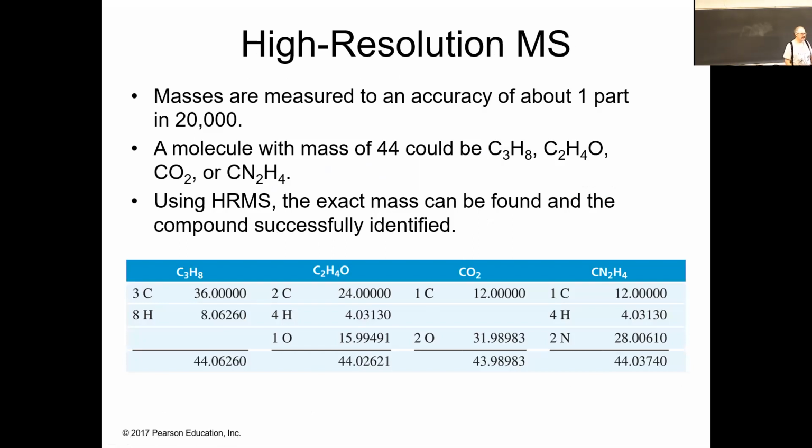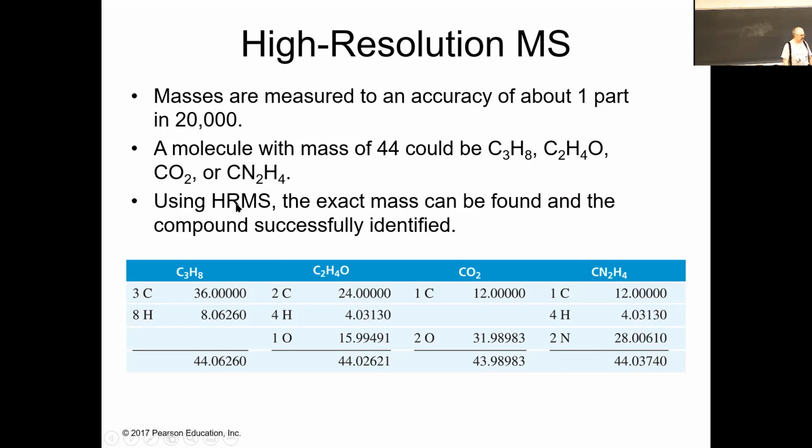Right, in high resolution mass spectrometry, okay, which we don't have here at Emporia State, masses are measured to a very high accuracy of about 1 part in 20,000. And where that's important is if we look at a low resolution mass spec and we get a mass of 44, okay, that could be any one of these 4 compounds. It could be propane, C2H4O, it could be CO2, it could be this.